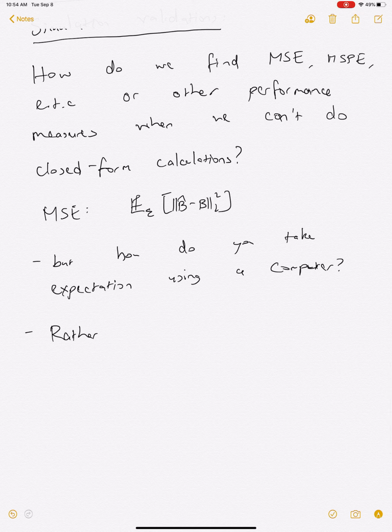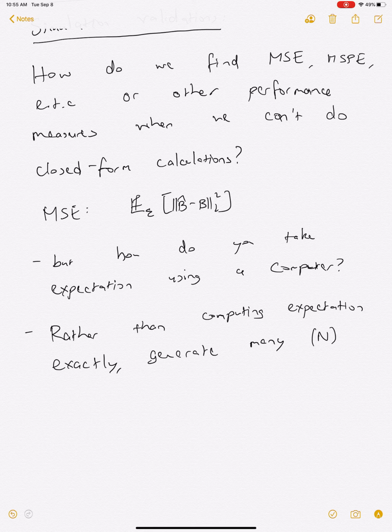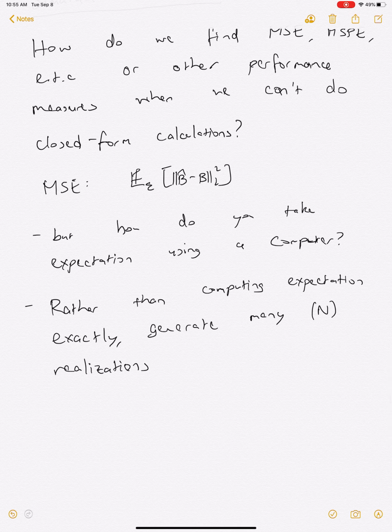So the idea is pretty simple. Rather than computing the expectation exactly, generate many, and I'll use this notation, N realizations. So this big N is different from the little n, I want to say. So generate many realizations, and then take an average.